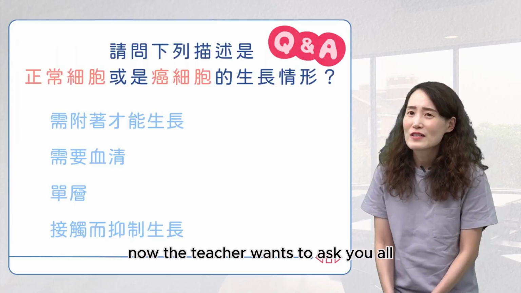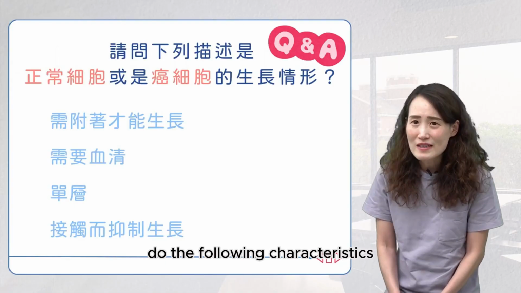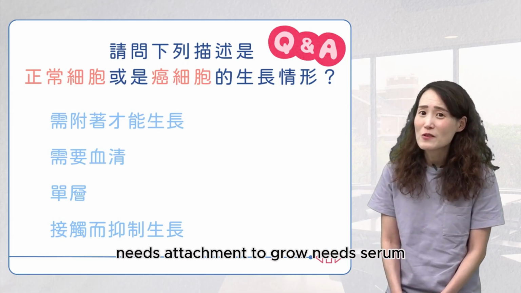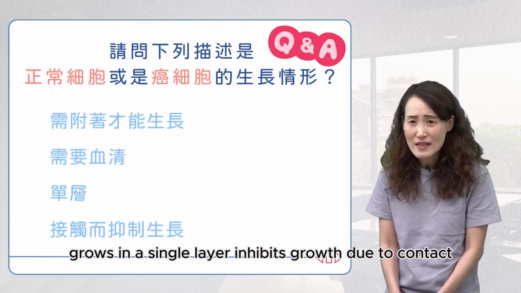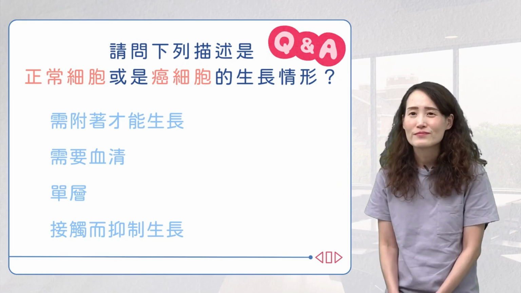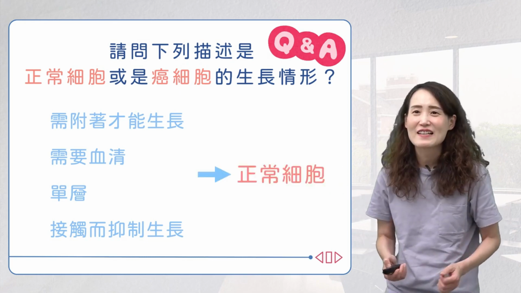Now the teacher wants to ask you all, do the following characteristics belong to normal cells or cancer cells? Needs attachment to grow, needs serum, grows in a single layer, inhibits growth due to contact? These belong to normal cells.